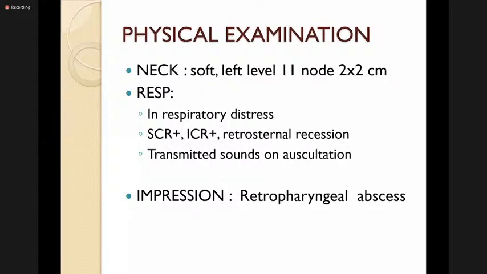The neck is soft. There is a level 2 node that is 2 by 2 centimeters, right? That is on the left. The patient is in mild respiratory distress, with subcostal recession, intercostal recession, retrosternal recession, with transmitted sounds on auscultation, and an impression of a retropharyngeal abscess was made.